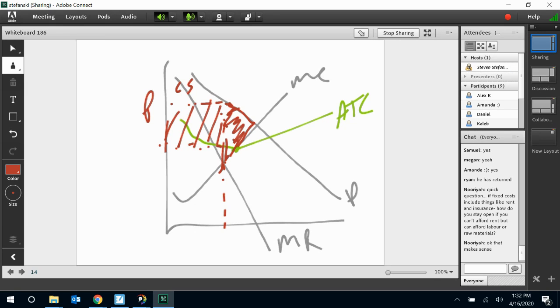Okay. Now, sometimes the government will regulate monopolies. What do they put in to regulate monopolies?